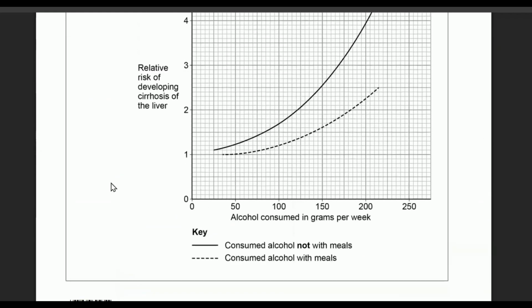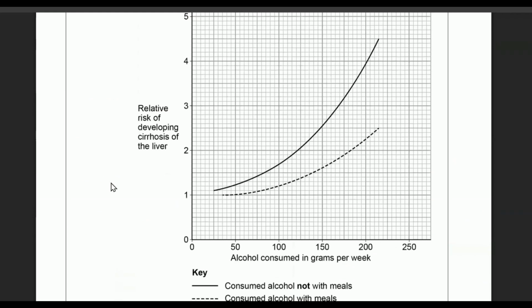When you're doing percentage change or percentage decrease, you want to do the difference over the original. So, what was her risk at first? She drank 150 grams, so we draw a line up here and then we draw a line over there. She had a risk of 2.5. So, I'm just going to put that over here. Her original risk was 2.5.